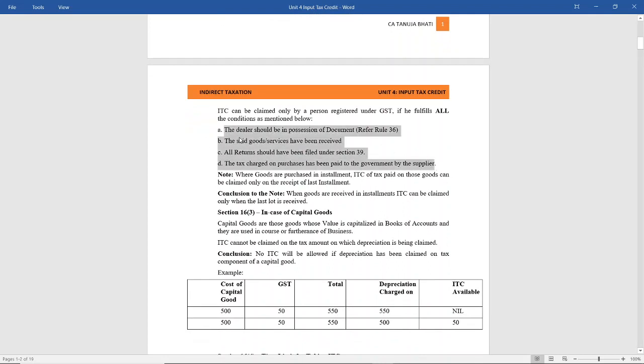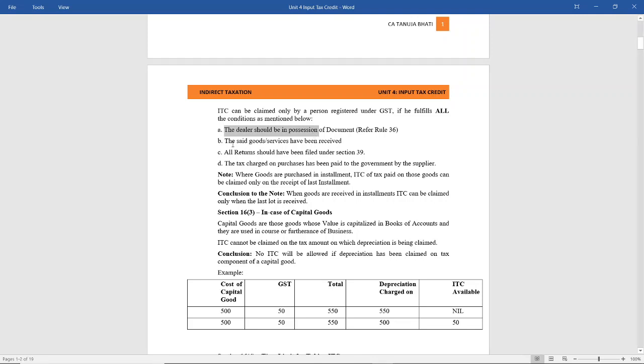First of all, the dealer should be in possession of a document. Suppose I have made a purchase and I have to claim a credit of that. So I should have a document that states or proves that I have made the purchases and I have paid tax on that. The document can be nothing but an invoice. So whoever is going to claim the input tax credit should be possessing the document.